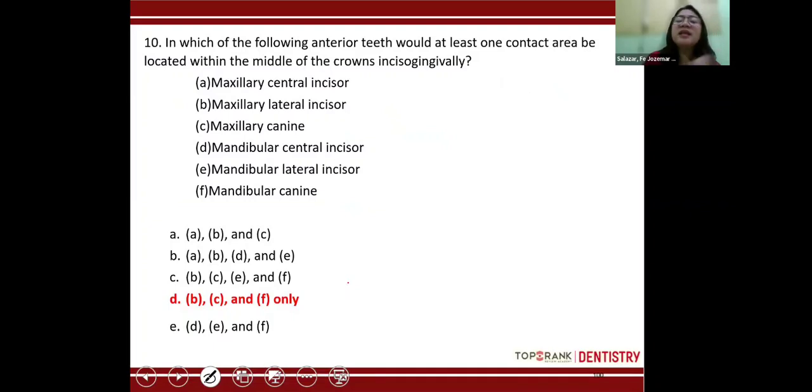Ano yung rules natin? Mesial contact area is always more occlusal than distal contact area. Okay? Except for your mandibular central incisor. Okay, and as you go posteriorly, the more anterior tooth would have a more incisal or more occlusal contact area. Then you apply your mnemonics. Okay, so you have IJ, JM, JM, M for the maxillary teeth, IM, M for the mandibular teeth.